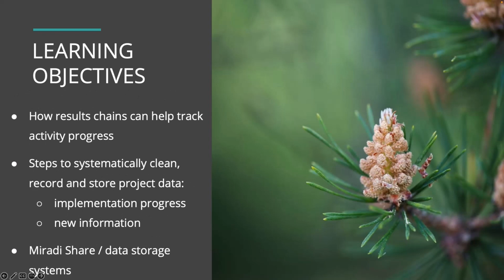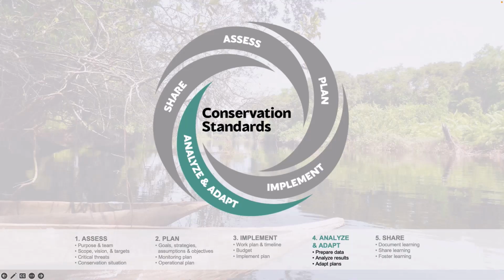By the end of this module, you'll be able to demonstrate the following skills and competencies. You'll be able to describe how a results chain that depicts your theory of change can help you track your activity progress to inform adaptive management. You'll be able to outline steps to systematically clean, record, and store project data on implementation progress and new information or other related factors. And finally, you'll be able to use Miradi and other data storage systems to track progress towards completion of project activities and changes in project context.